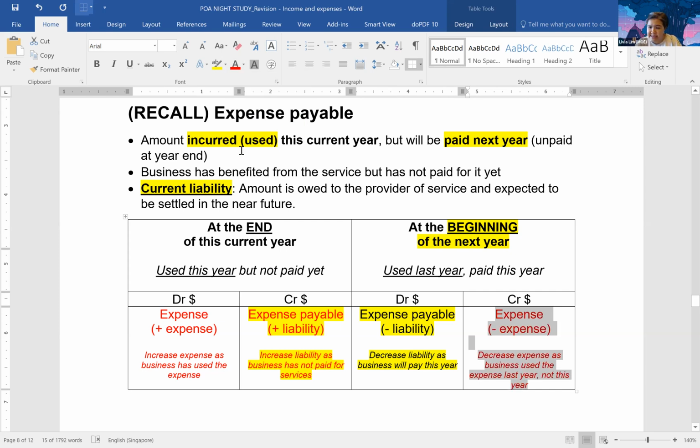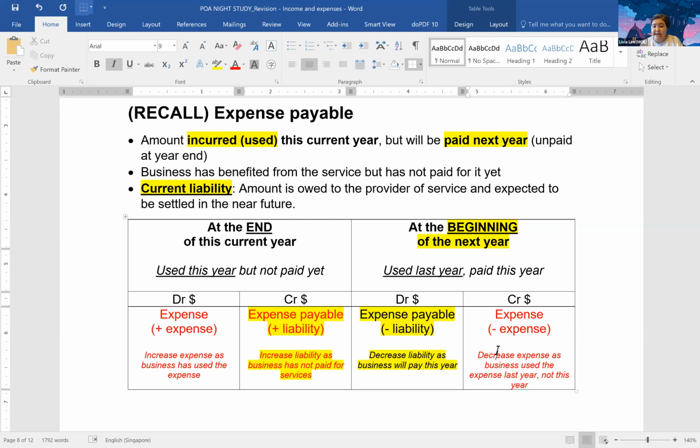Excuse me, let me backtrack again. Now this expense was already used last year. It was used last year, so it is not used this year. Since it is not used this year, you have to minus away the expense. You need to decrease the expense because the business used the expense last year, not this year. All right. So this is the double entry you need to know.